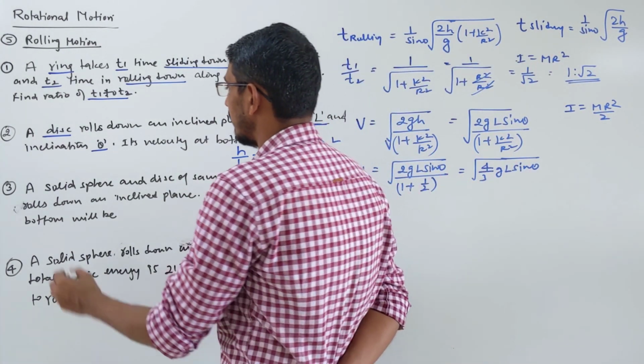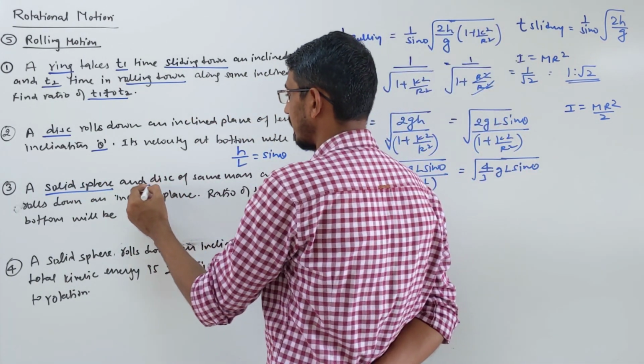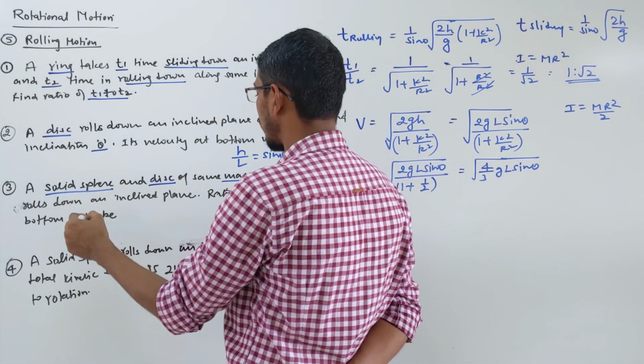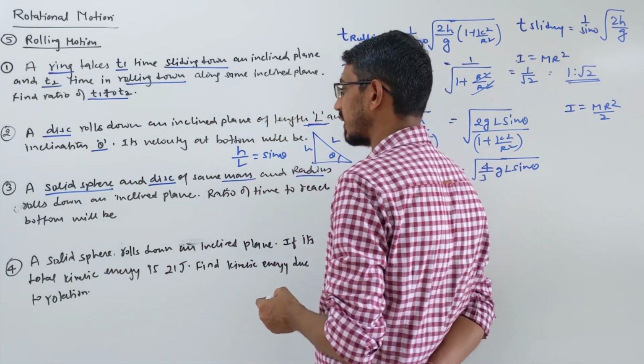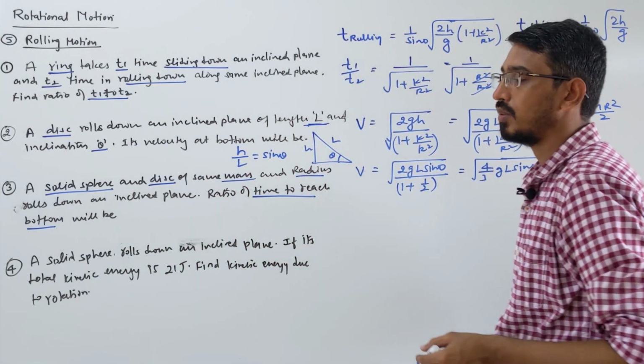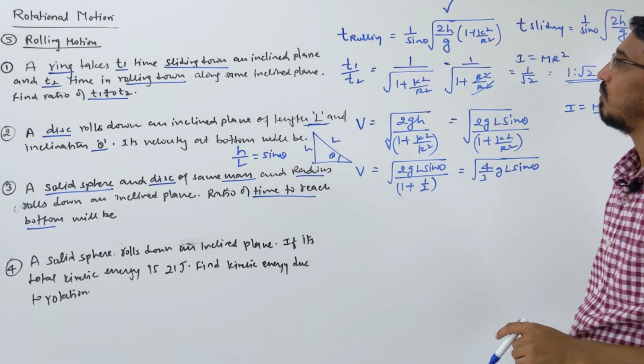Okay, next question. A solid sphere and a disk of the same mass and same radius roll down an inclined plane. Calculate the ratio of the times to reach the bottom. We have to calculate the time to reach the bottom, and two separate objects are given. Time we have already discussed; this is the time formula.